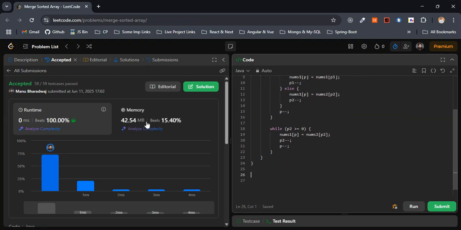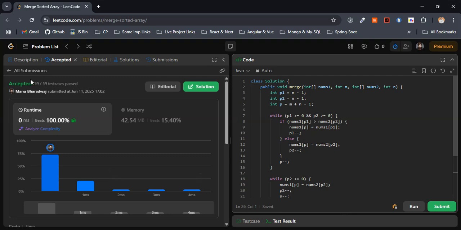I hope this part is completely clear. I hope the solution part is completely clear, along with the approach as well as the complexities.